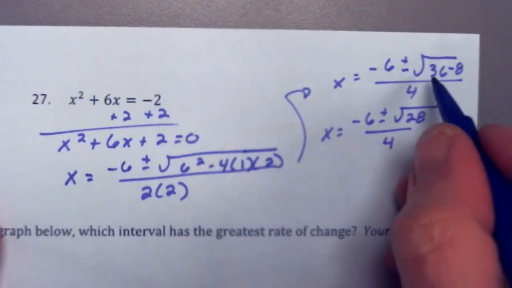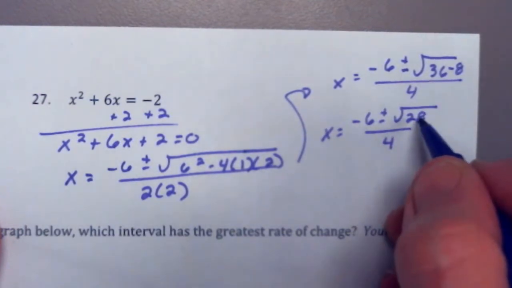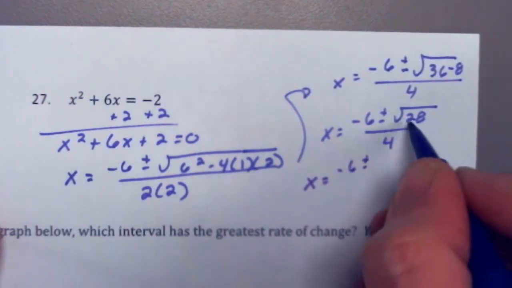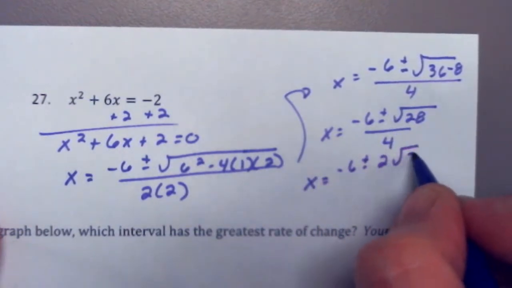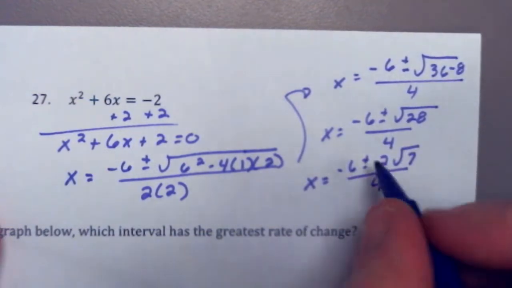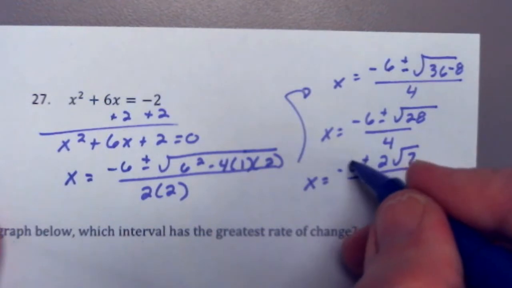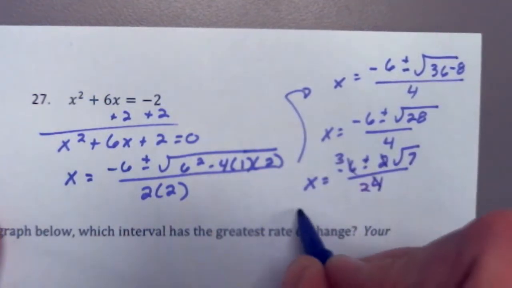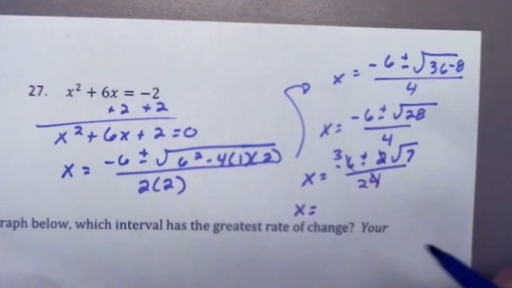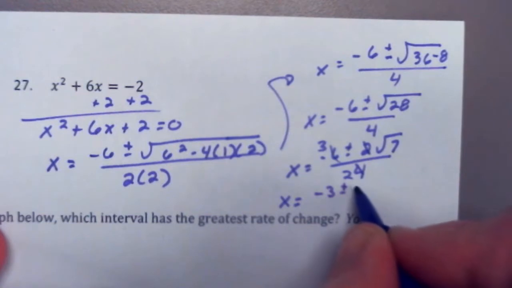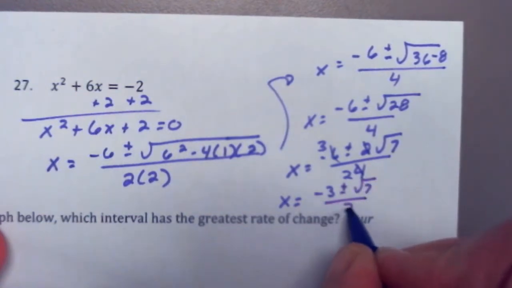28, I can factor out a perfect square of 4. So I end up with x equals negative 6 plus or minus the square root of 4, which is 2. What's left under the radical is 7, divided by 4. All of those are divisible by 2, so I'll do that. So that becomes a 3. That'll become a 1. This becomes a 2. So your final answer for number 27 is x equals negative 3 plus or minus the square root of 7, over 2.